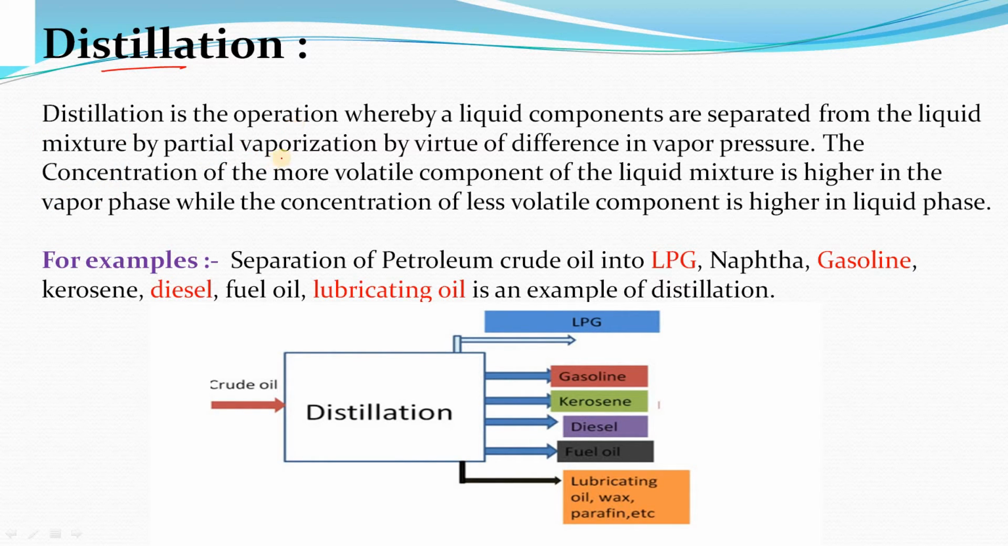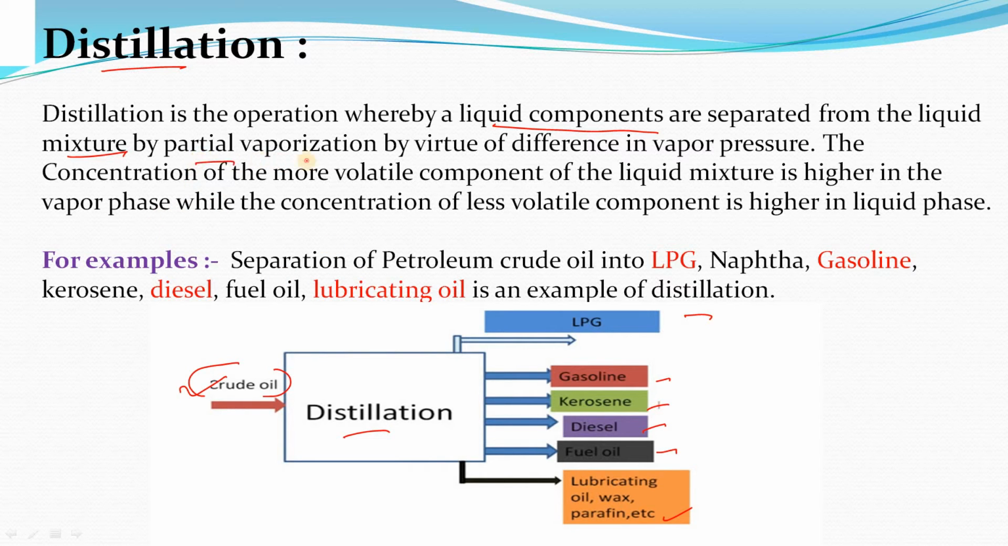What is distillation? Distillation is a unit operation whereby liquid components are separated from a liquid mixture. Let's see an example, you will understand better. Crude oil is a liquid mixture here, right? And these are the liquid components: LPG, gasoline, kerosene, diesel, fuel oil, lubricating oil, wax, paraffin, etc. These are the liquid components which we separate from crude oil or petroleum with the help of a distillation column, right? So how? By partial vaporization.